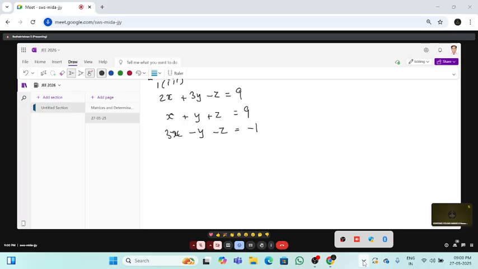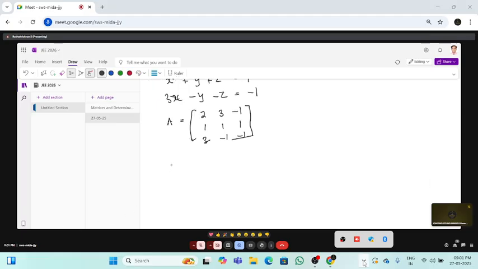Okay. So in this case, I hope you're all done. So I'm just wrapping it up. So here the coefficient matrix is 2, 3, minus 1, 1, 1, 1, 3, minus 1, minus 1. So just write the coefficients of x, y, and z.